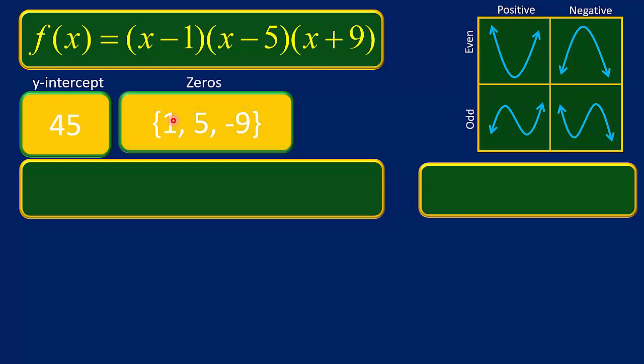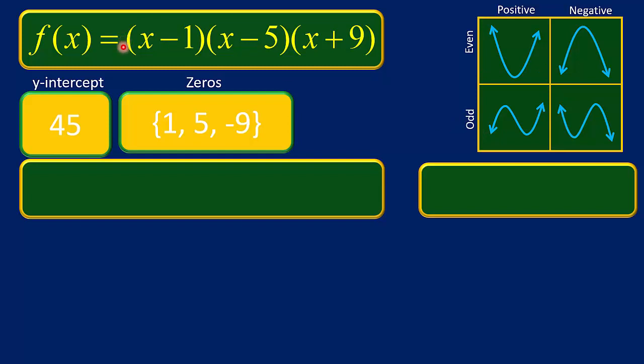Now, as far as the zeros, I get 1, 5, and -9. Now, the extreme left and right behavior. For the extreme left and right behavior, we need to know what is the degree of this polynomial. Well, we look here and we notice we've got these 3 linear factors, and if we multiply them together, we would get a 3rd degree. See, if I multiply these 2 together, I get a square. Then if I multiply by the 3rd one, I get a cube. So this is an odd degree, and it's positive.